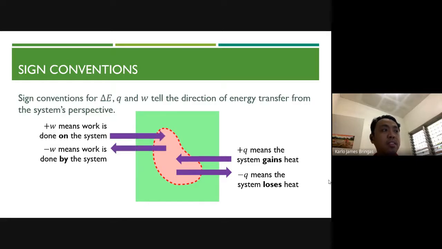And likewise, when you're talking about work, our work is going to be positive when work is being done on the system. Work will be negative when work is being done by the system. So what does this mean? Ano bang meaning ng work done on the system and work done by the system?